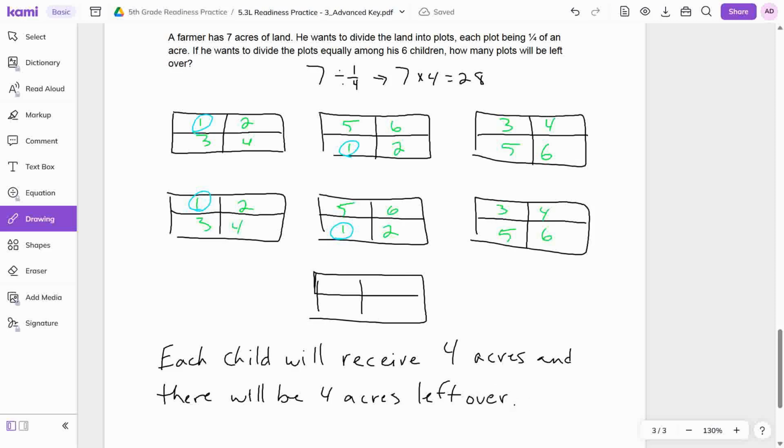Because what we did here was we took our 6 children, divided that into 28, and that's another way we could have done it. See, there's going to be remainder 4 left over.